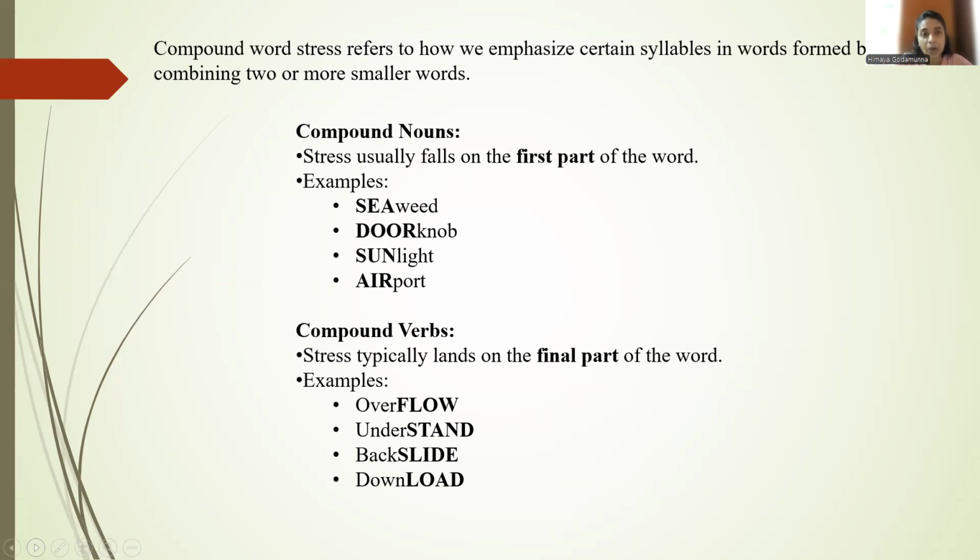So here, compound word stress refers to how we emphasize certain syllables in words formed by combining two or more smaller words. When we talk about compound nouns, stress usually falls on the first part of the word. See some examples: seaweed, doorknob, sunlight, airport. And when we talk about compound verbs, like overflow, understand, backslide, download, the stress typically lands on the final part of the word.